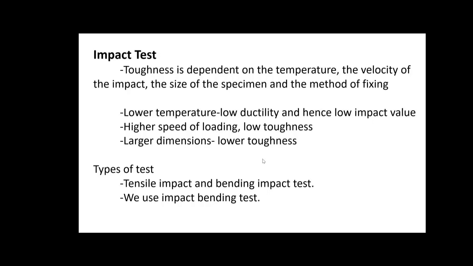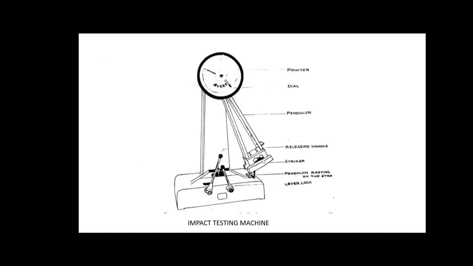Then speed of loading: when it increases, a low toughness value is obtained. And dimensions of the specimen also affect the toughness value. Larger dimensions will result in lower toughness of the material. So there are two types of tests usually conducted to measure the toughness. One is the tensile impact and the other one is the bending impact test. We use the impact bending test in the laboratory.